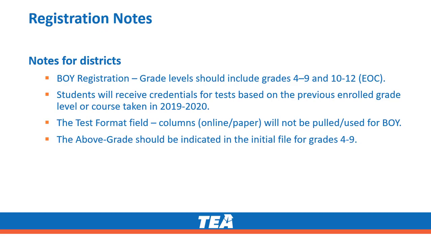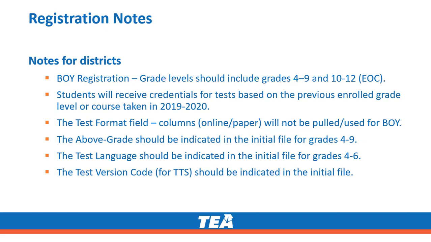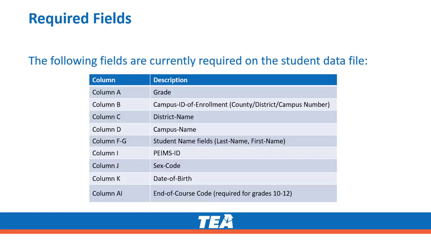The above grade should be indicated in the initial file for grades 4 through 9. The test language should be indicated in the initial file for grades 4 through 6. The test version code for text-to-speech should be indicated in the initial file. Required fields. The following fields are currently required on the student data file.